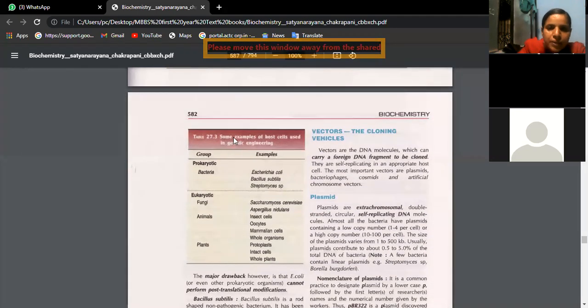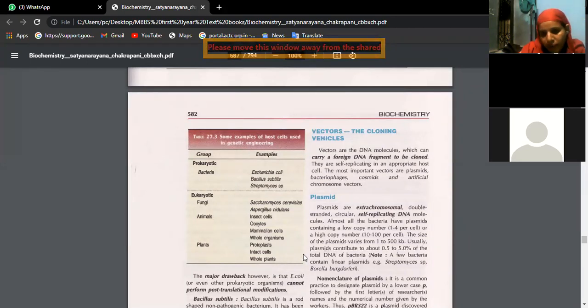Now see here, some examples of host cells which are used in recombinant DNA technology, that is genetic engineering. We can make use of bacterial cells like E. coli, Escherichia coli, Bacillus subtilis, Streptomyces species. We can make use of eukaryotic cells also. Like we can make use of fungi, a few examples like Saccharomyces, Aspergillus. We can make use of animals like insect cells, oocytes, mammalian cells.